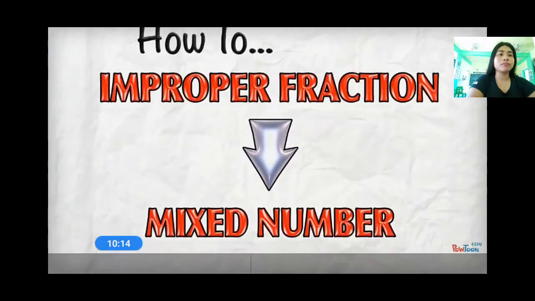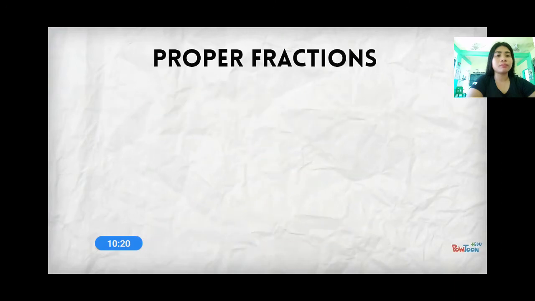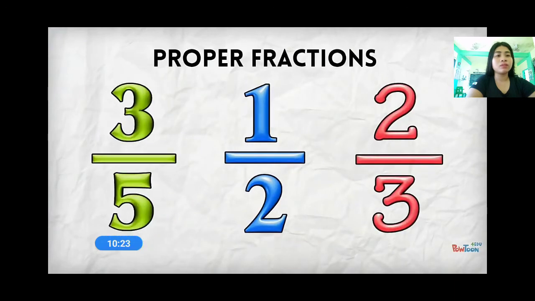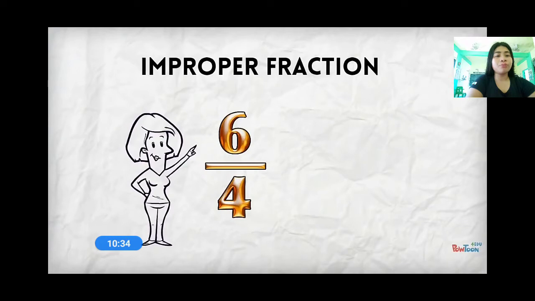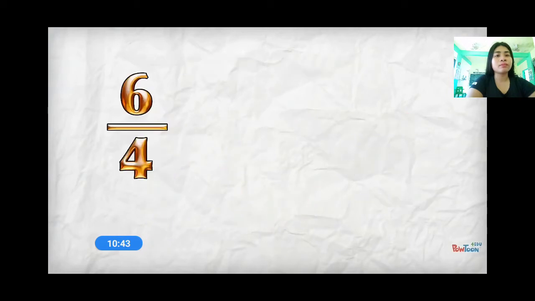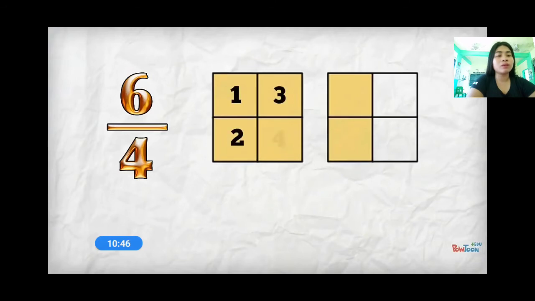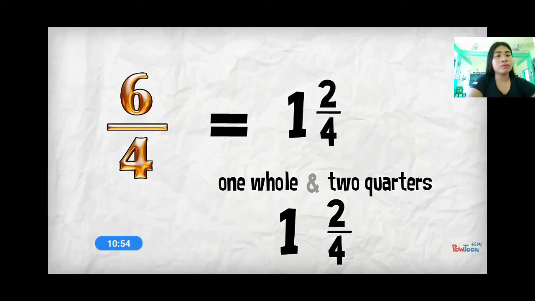Fractions. How to change an improper fraction to a mixed number. Proper fractions look like this. The numerator, the top number, is always less than the denominator. We're used to seeing this kind of fraction. But check out the improper fraction. It's top heavy. The numerator is greater than the denominator in an improper fraction. Always remember that. 6/4 means 6 fourths. 4/4 is 1 whole, and we have 2/4 left over. So 6/4 equals 1 2/4.